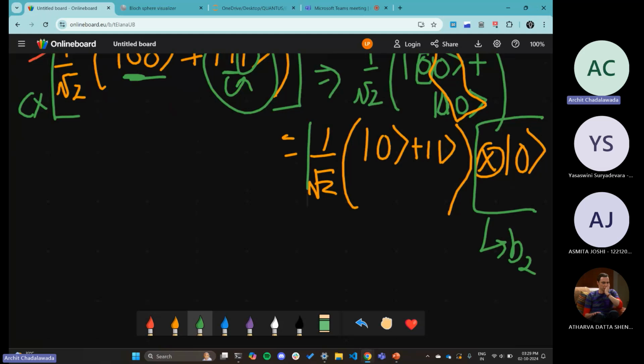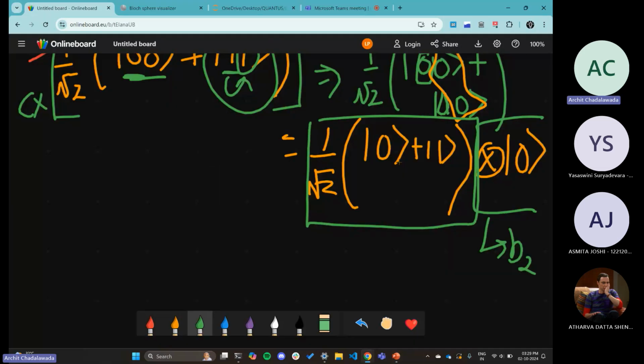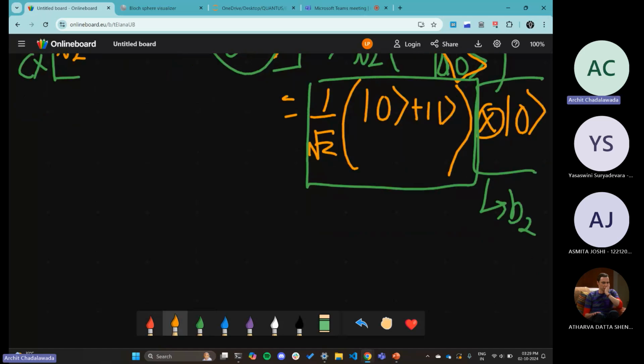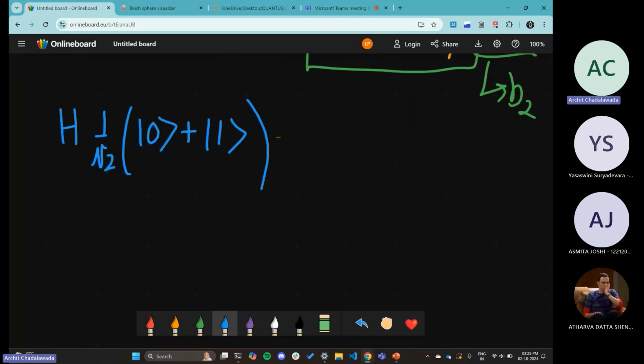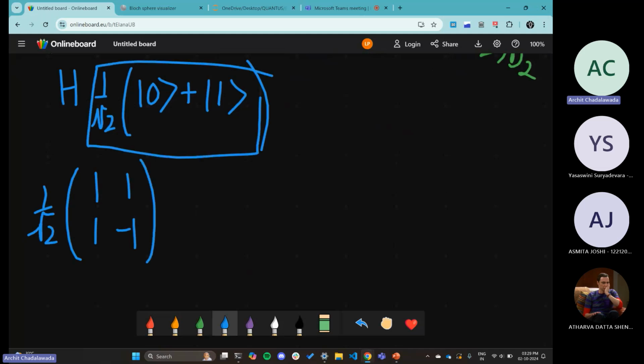And if we consider the first qubit now, what is the remaining part that Bob has to do? He needs to apply a Hadamard gate to the first qubit. So what happens when we apply a Hadamard gate to this state, 1 by root 2 into ket 0 plus ket 1? Applying the Hadamard gate onto this state is the same as multiplying by the Hadamard matrix, which is 1 by root 2 into [1, 1; 1, minus 1]. How do we represent this state as a vector?